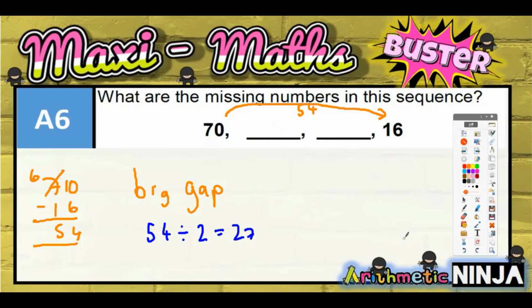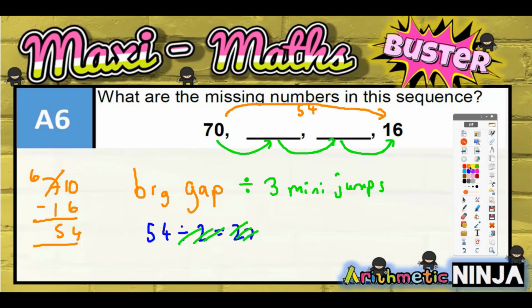What we actually should have done is divided it by 3. So dividing by 2 is wrong. We should have divided by 3. And the reason for that is because there are 3 gaps. There is a jump to get from 70 to the second number, a second jump to get from the second number to the third number, and a third jump to get from the third number to the 16. So we've actually got the big gap, and we need to divide it into 3 mini jumps.